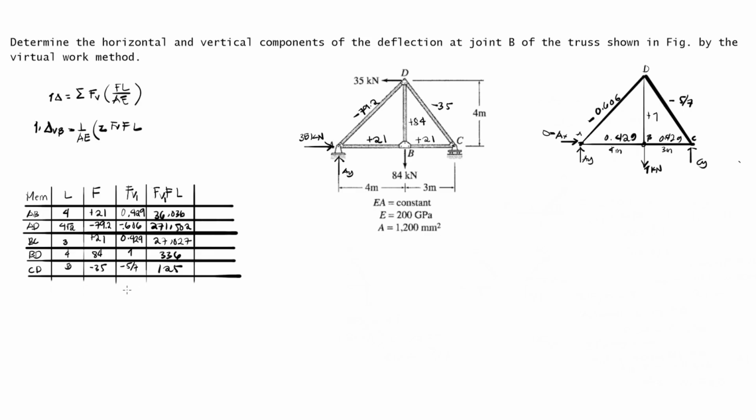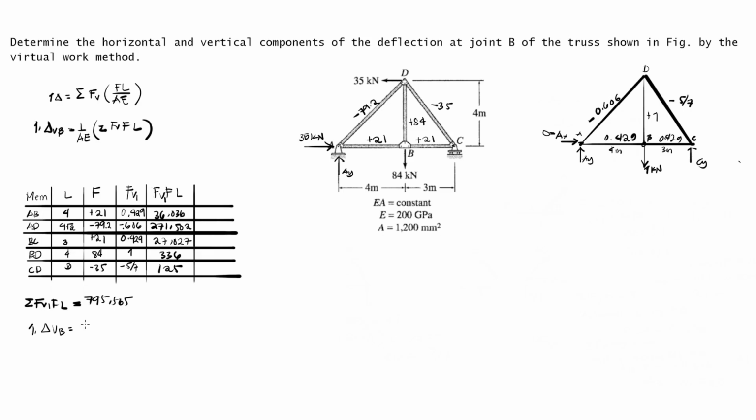And then, i-add lang natin dito. Okay, so summation FV1 F times L. Ito na yun, yung kinakailangan natin. I-add mo lang yung nasa column na to. Okay, so 125 plus 336 plus 27.027 plus 271.502 plus 36.036. Nalabas na sagot is 795.565. Okay?